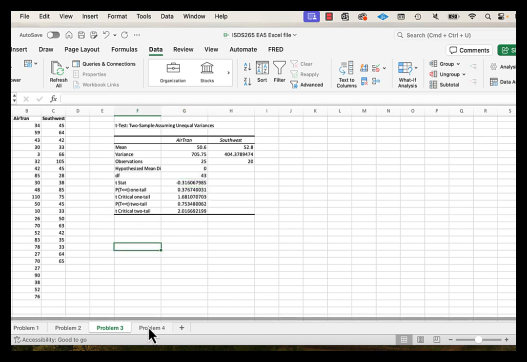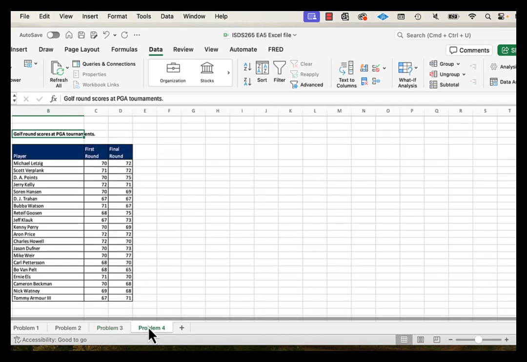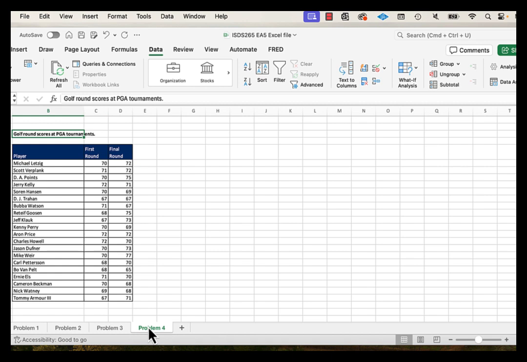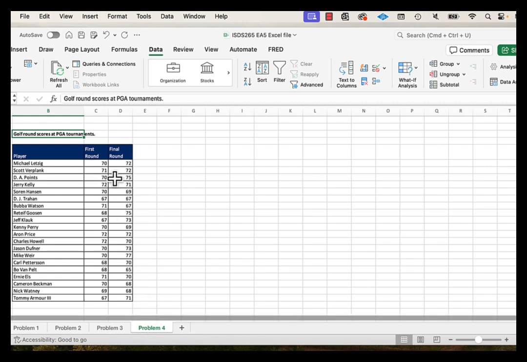Okay, finally, problem number 4. Here we have 20 golfers, and for each of the golfers, we have their first round score and we have their final round score. And the question is, do the averages on the first round differ from their averages on the second round?